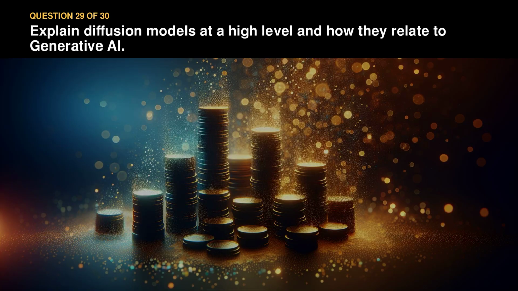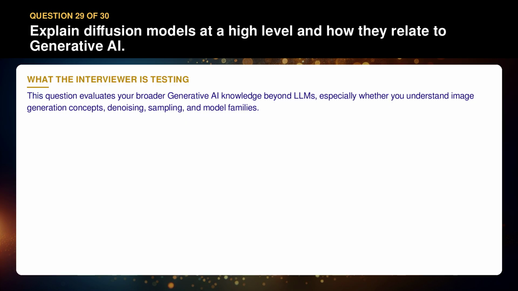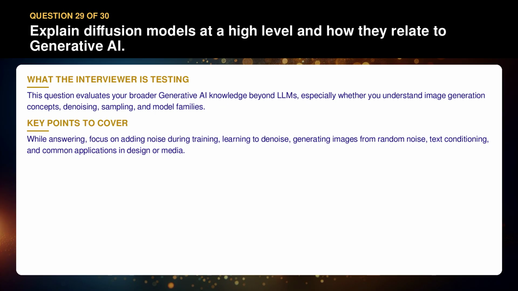Question 29. Explain diffusion models at a high level and how they relate to generative AI. This question evaluates your broader generative AI knowledge beyond LLMs, especially whether you understand image generation concepts, denoising, sampling, and model families. While answering, focus on adding noise during training, learning to denoise, generating images from random noise, text conditioning, and common applications in design or media.